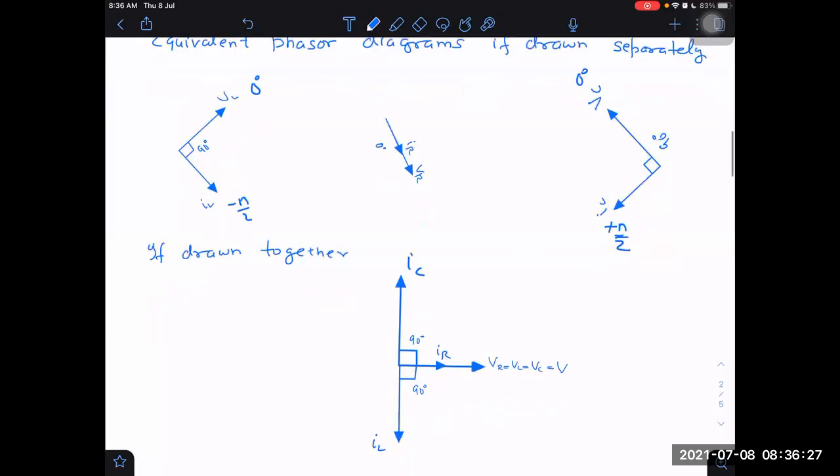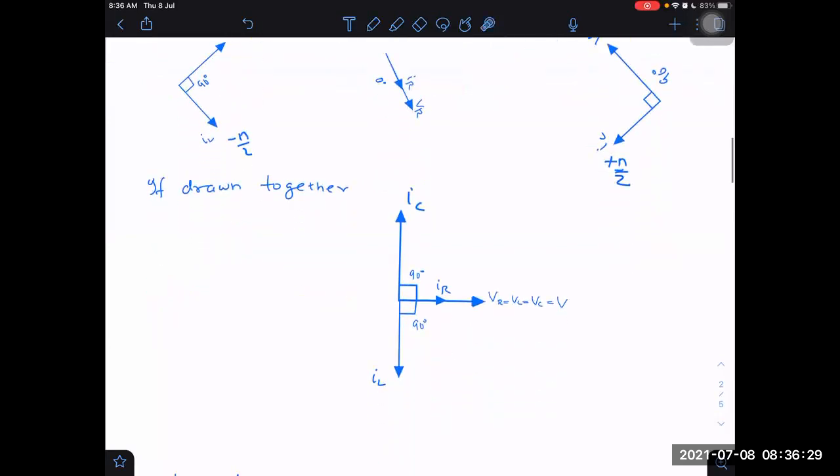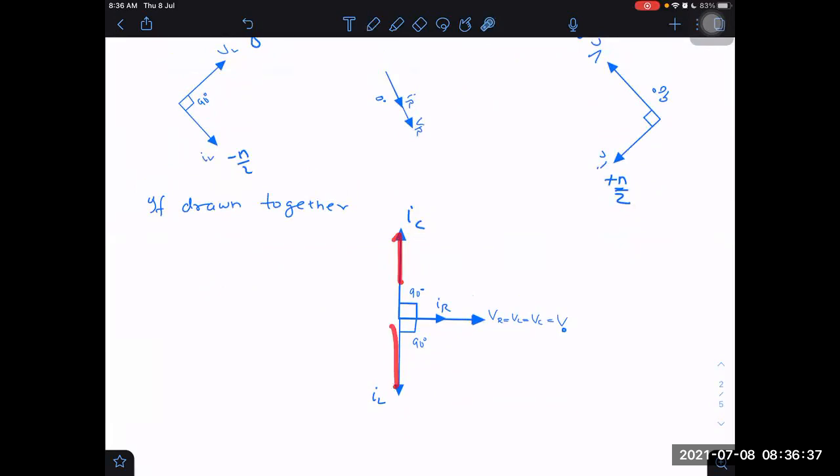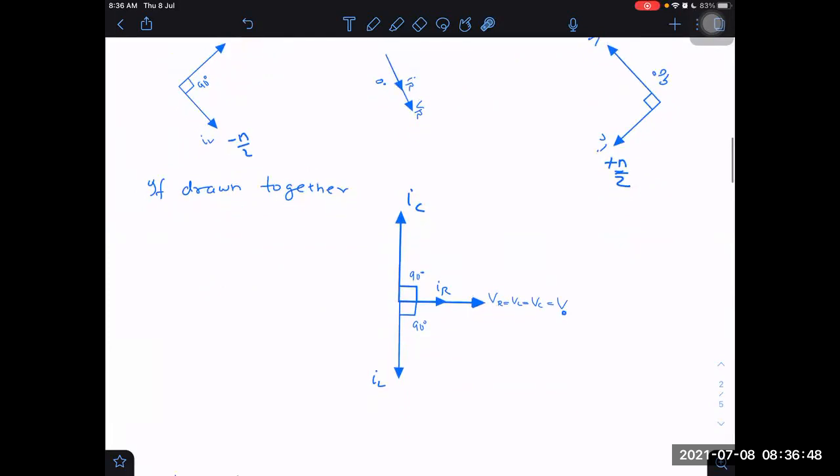And if I draw all these put together in one place, then VR and VL and VC were all equal to V naught only. And these are the corresponding IR and IC and IL. IL will be lagging as compared to these voltages, and IC will be leading as compared to this, and IR will be in the same direction as this. That is it. Now we can end it here.